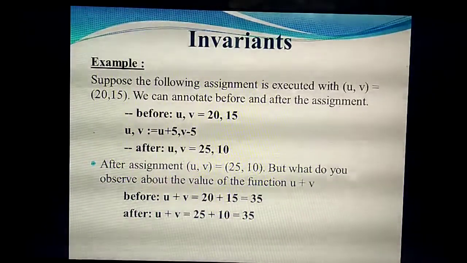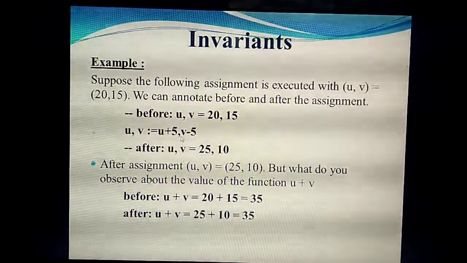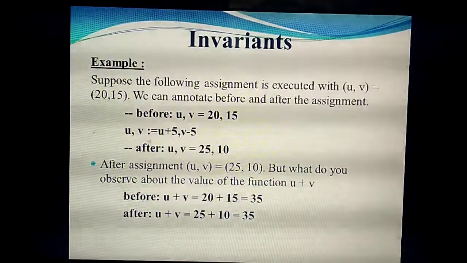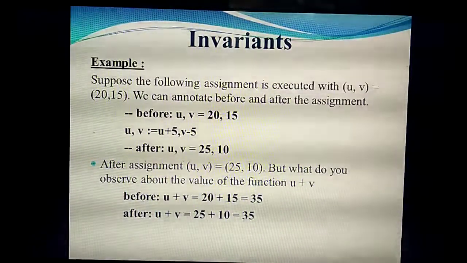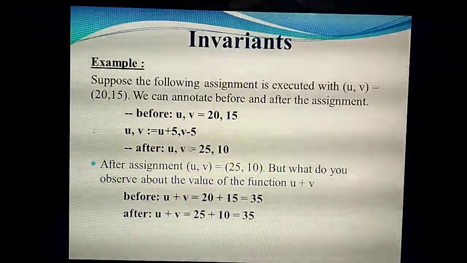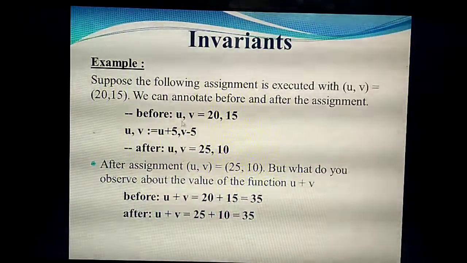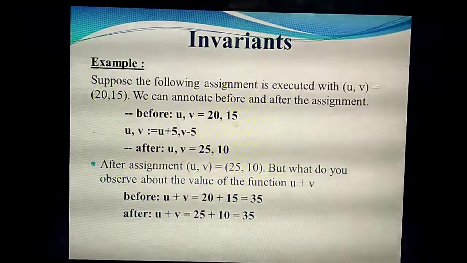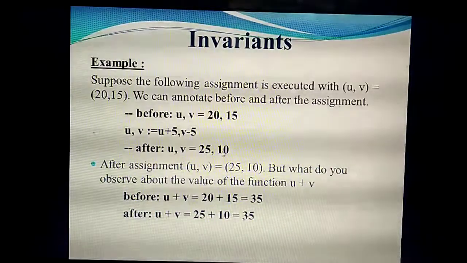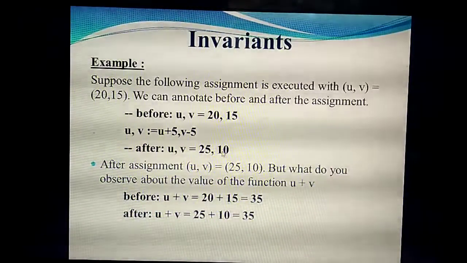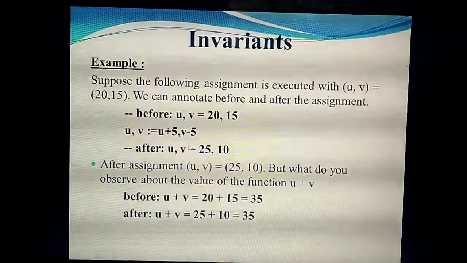Understand? So this is the assignment. Now solve the problem. u plus 5. So what's the value of u here? 20. So 20 plus 5, answer is 25. Then v minus 5. So 15 minus 5. What's the value you will get? 15 minus 5, 10. So this is the value after making the assignment.